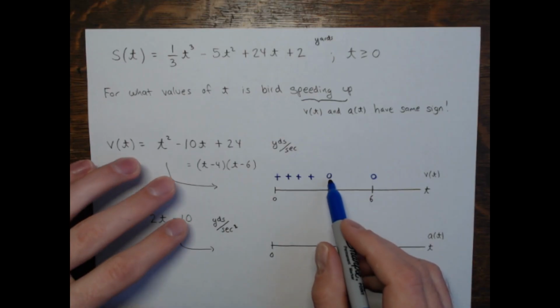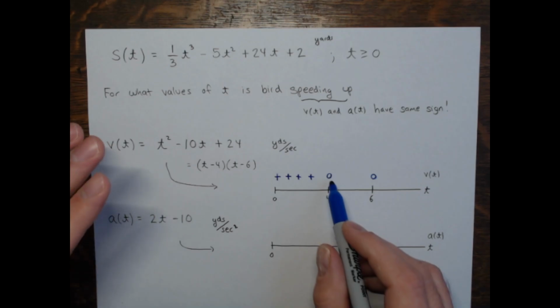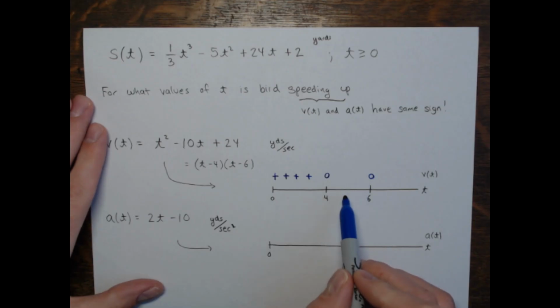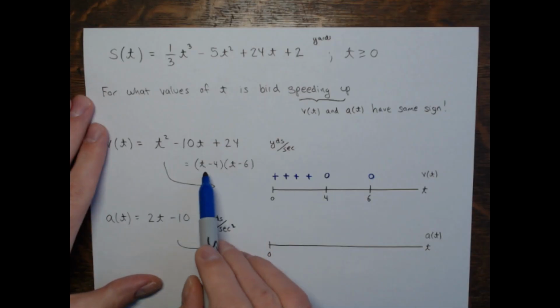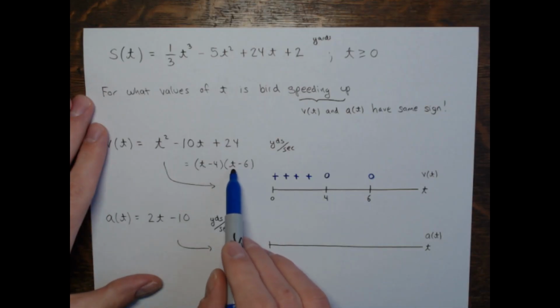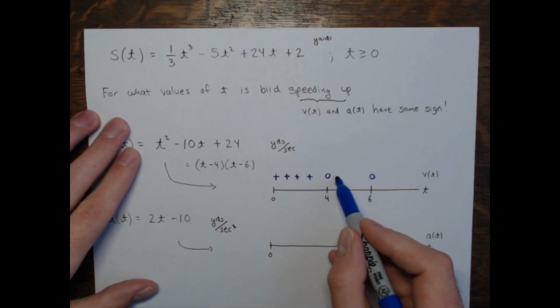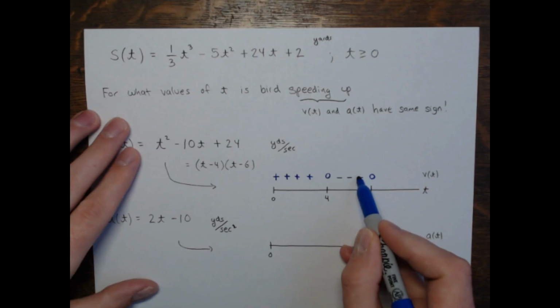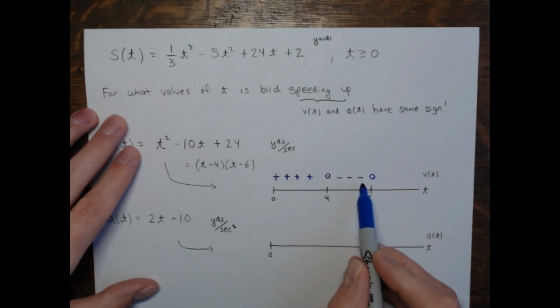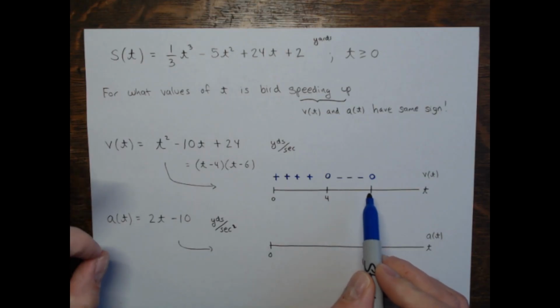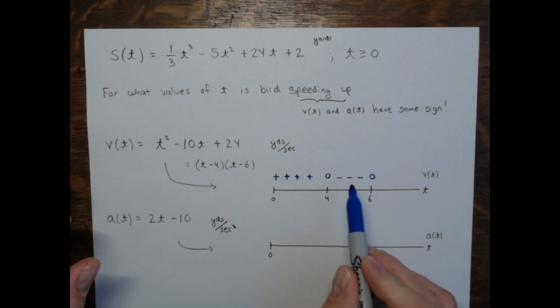And then at 4 seconds, it's stopping at that instant. It's not moving at that one moment. And then between 4 and 6, say I plugged in 5. Now 5 minus 4 is 1, times 5 minus 6 is negative 1. 1 times negative 1 is negative 1. You have negative velocities, so I'm going to put little minus signs here. So there are negative velocities between 4 seconds and 6 seconds. Again, this means that from 4 seconds to 6 seconds, the bird is moving to the left on this linear path it's on.